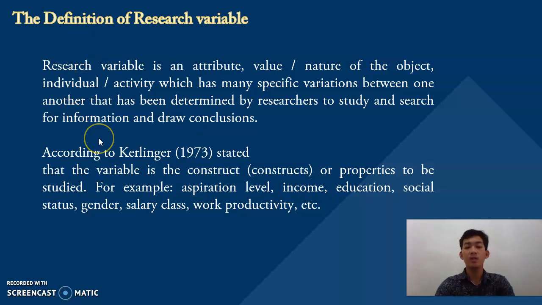But according to Kranglinger, 1973, he said that the variable is the construct or the properties to be studied. For example, aspiration level, income, education, social status, gender, salary class, work productivity, and each other. So, if we are going to discuss about the variable, it is something that has the variations, include the characteristic, and others. And also, variable is the subject of the research that can change depending on their variable.